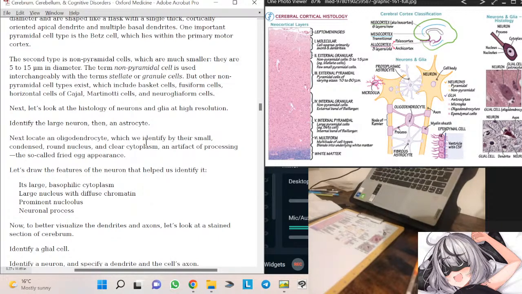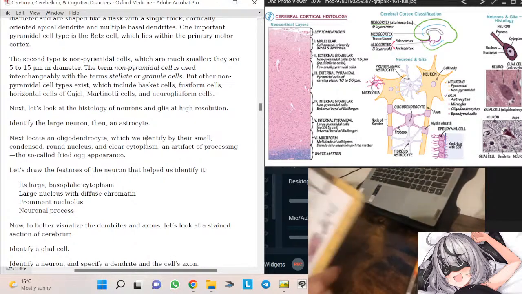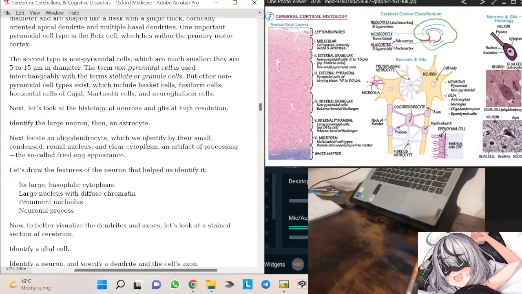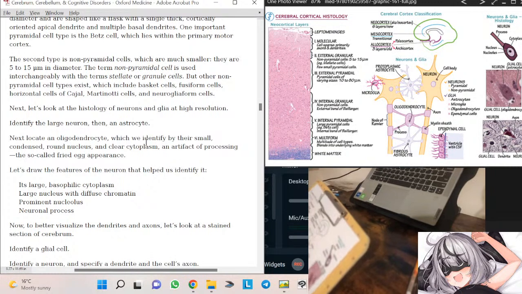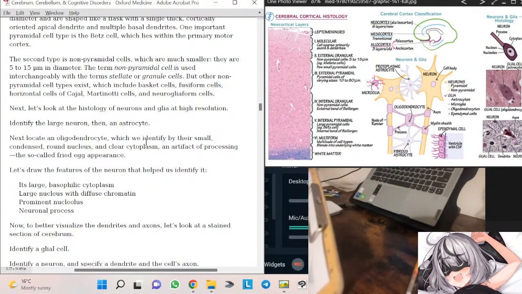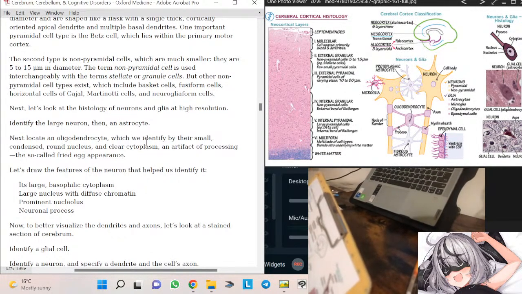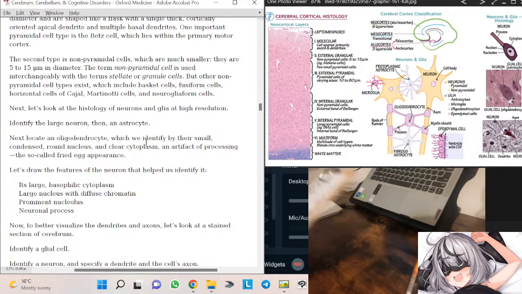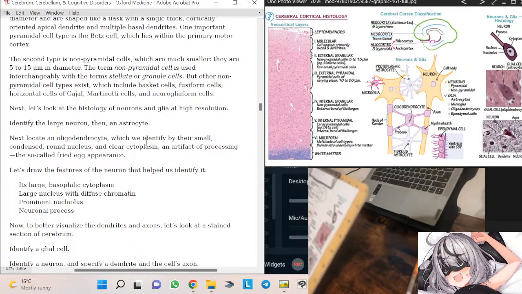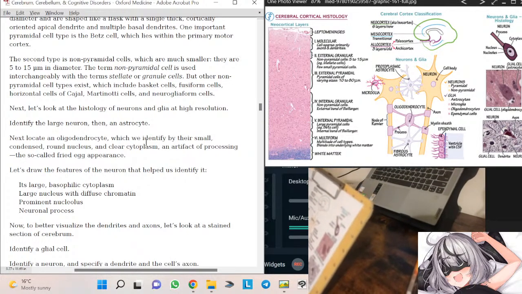Now let's draw the features of the neuron that help us identify it. Its large basophilic cytoplasm. Large nucleus with diffuse chromatin. Prominent nucleolus. Neuronal process.